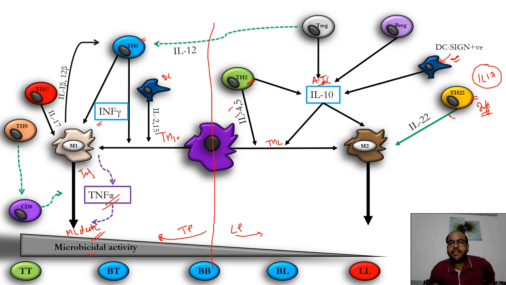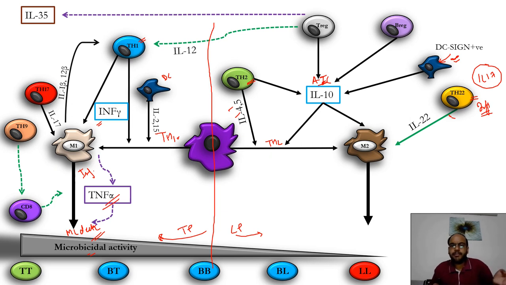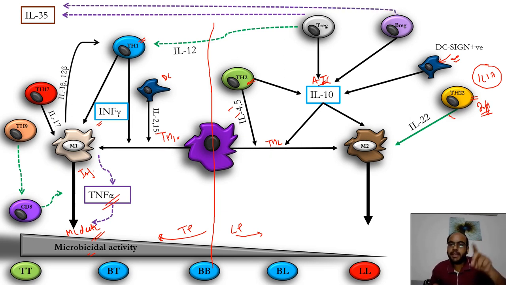Now, T regulatory cell under the action of interleukin 12 can also increase the activity of TH1. That is just a part of their regulation. It can also lead to formation of interleukin 35. The B regulatory cell can also lead to formation of interleukin 35, and interleukin 35 will have a negative impact on TH17. Remember that this is a red arrow, so it's a negative impact on TH17.